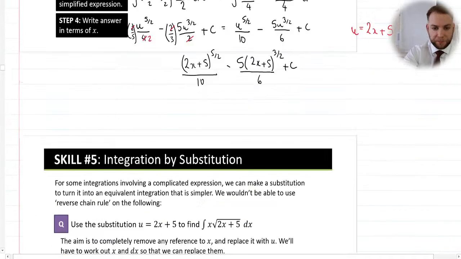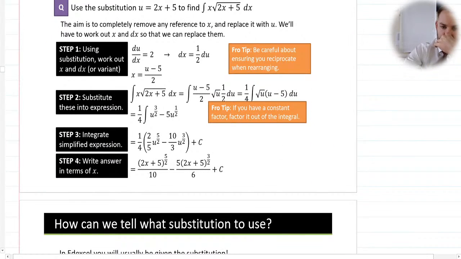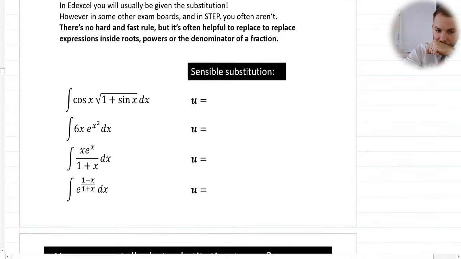Let's have a go at our next question then. So there's the answer. This is just thinking about what a sensible substitution would be. So the whole point is you want to try and get rid of anything which is inside a function. So going on to this one here, I think the best possible option for the substitution is to replace this part here. Now take note, you could use the reverse chain rule for this if you wanted to.